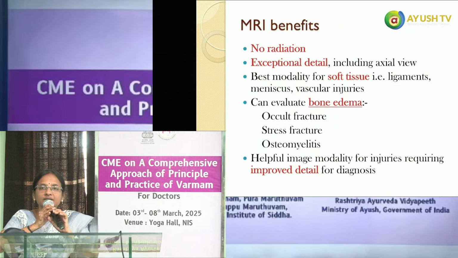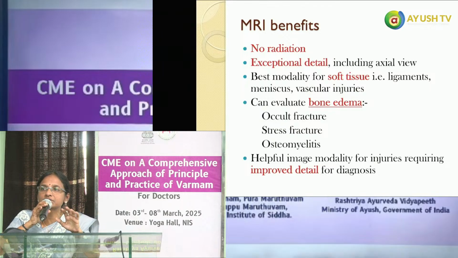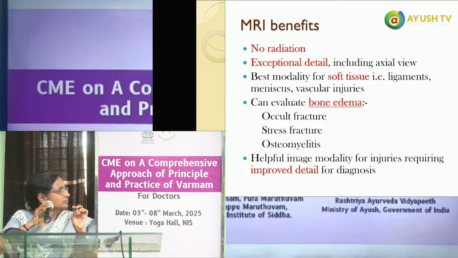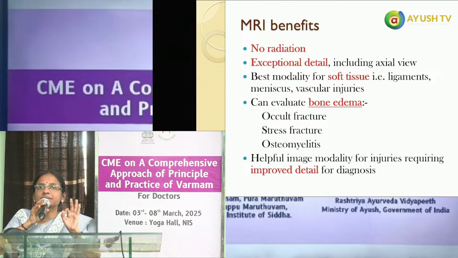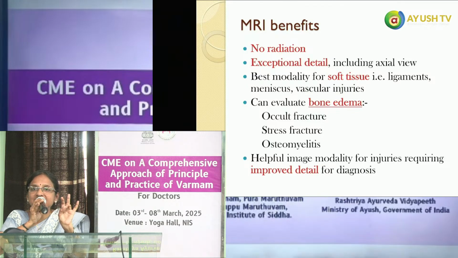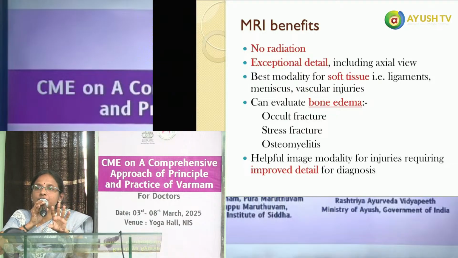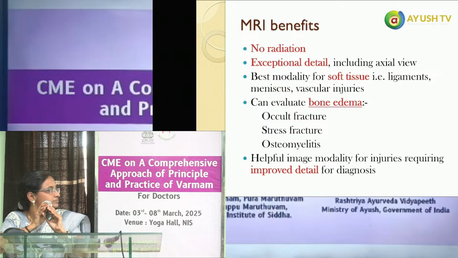And MRI's benefits: as I told you, these are radio frequency waves, not ionizing radiation, so there is no radiation problem. In axial views, just as the CT scan gave exceptional details, MRI will also give you so much information. And importantly, the best imaging modality, the investigation of choice for soft tissue injuries, will be MRI. All the ligaments, meniscus, blood vessels, vascular injuries: if you suspect any of this in the patient, then go for an MRI scan.